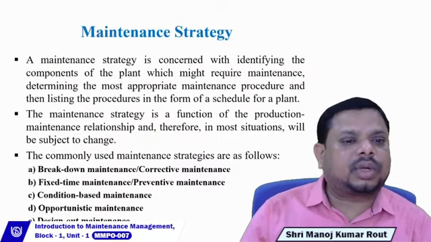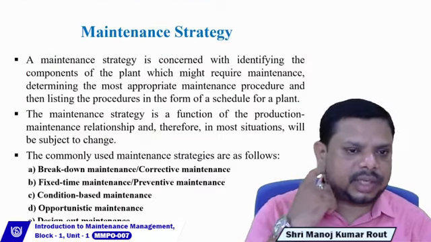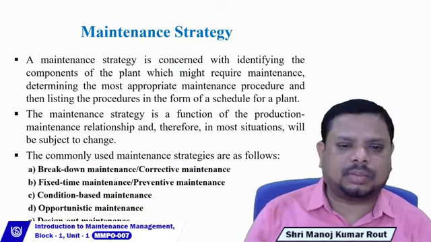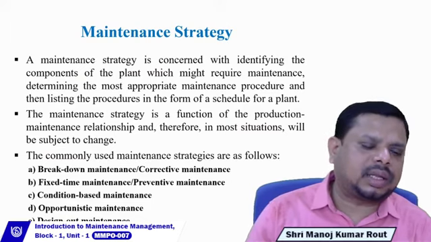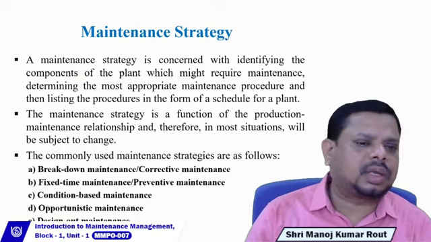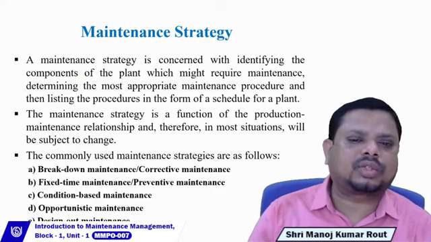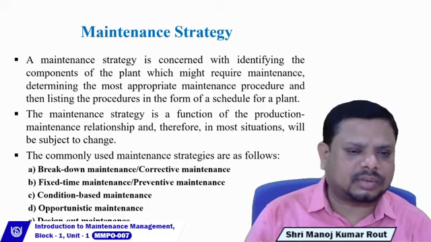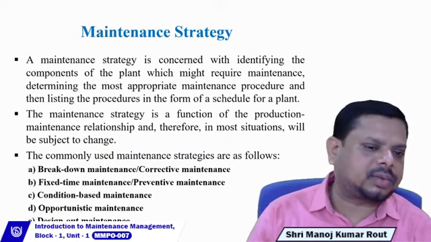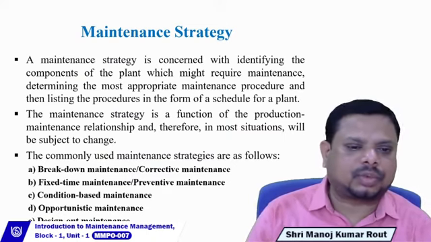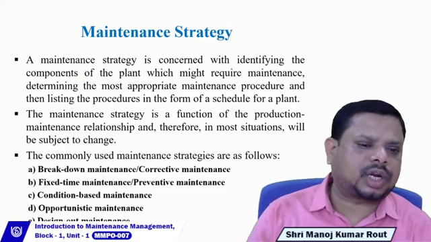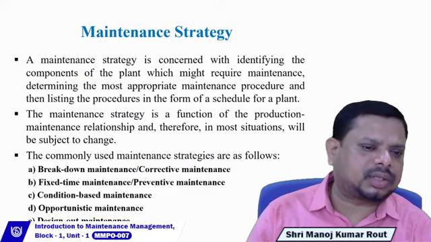Moving to the next one. Whenever you focus on maintenance strategies, it is concerned with identifying the components. So we have departments, then sub-departments, and each sub-department consists of a number of machines, and each machine has a number of components, and we are basically identifying those components which might require maintenance. For example, as I gave in the last slide, a steel plant consists of a raw material handling department. In most cases, the raw material handling department has a number of conveyor belts from the stockyard to the processing centers or the production centers.